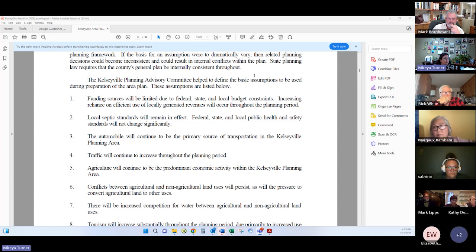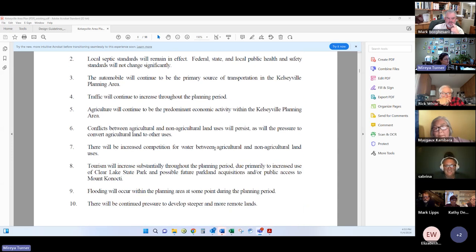Funding sources are limited due to budget constraints. Local septic standards will remain in effect and not change significantly. Automobile will continue to be the primary source of transportation. Traffic will continue to increase. Ag will continue to be the predominant economic activity. Conflicts between ag and non-ag land uses will persist.